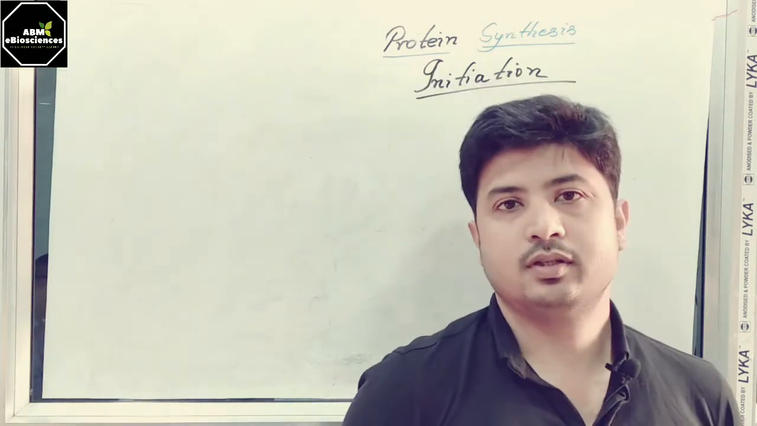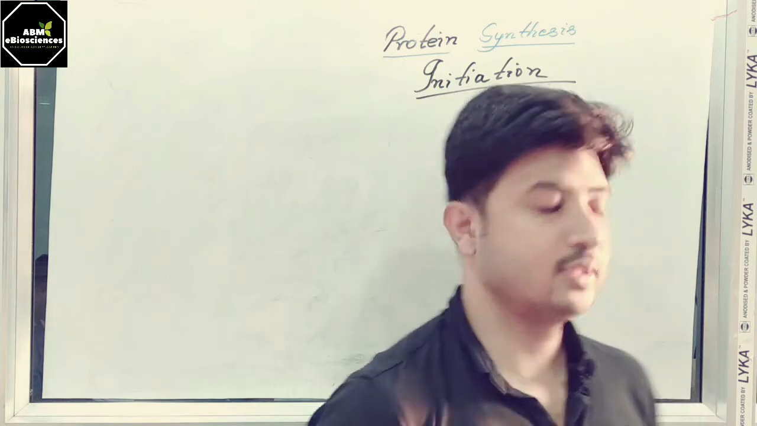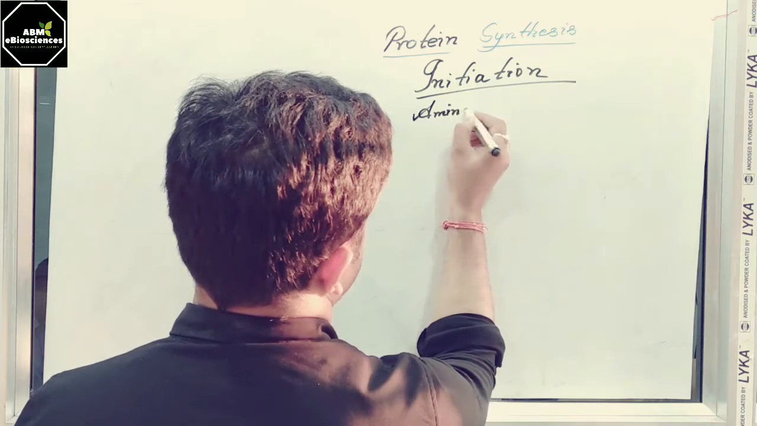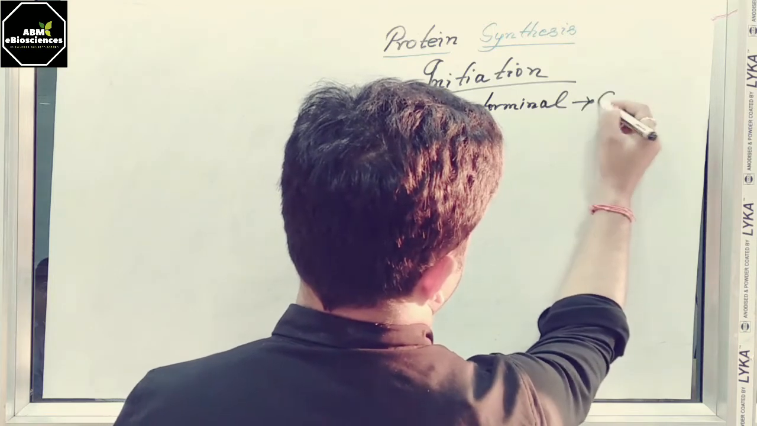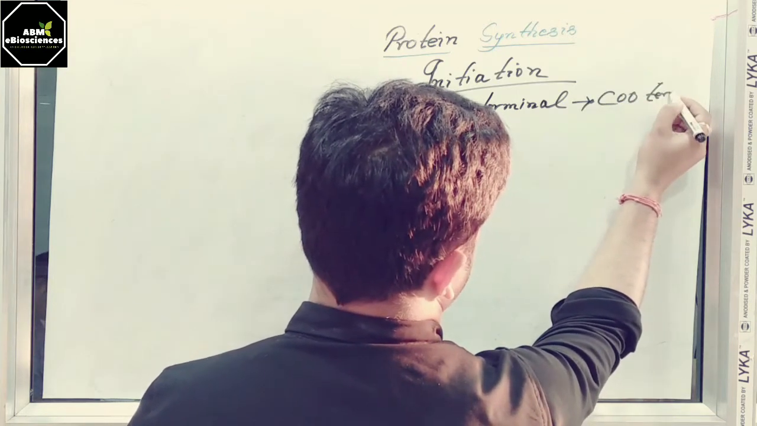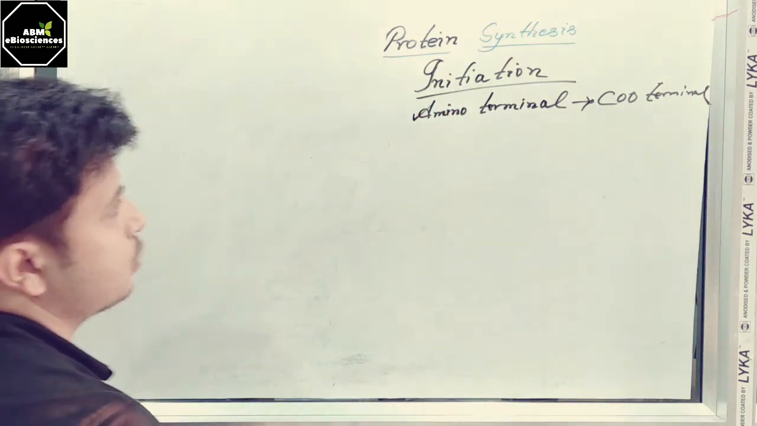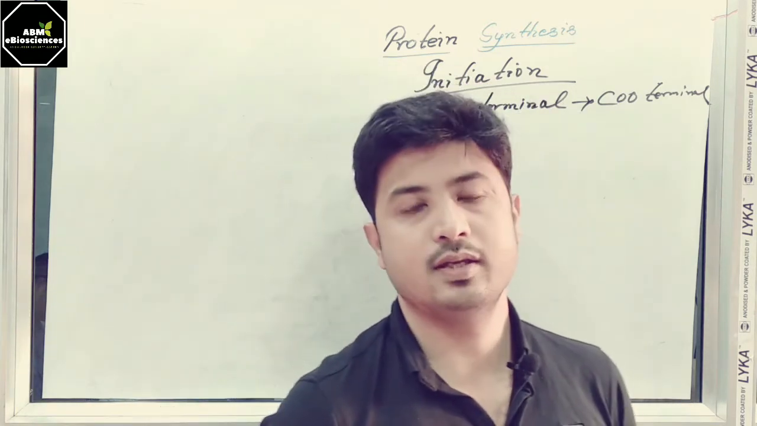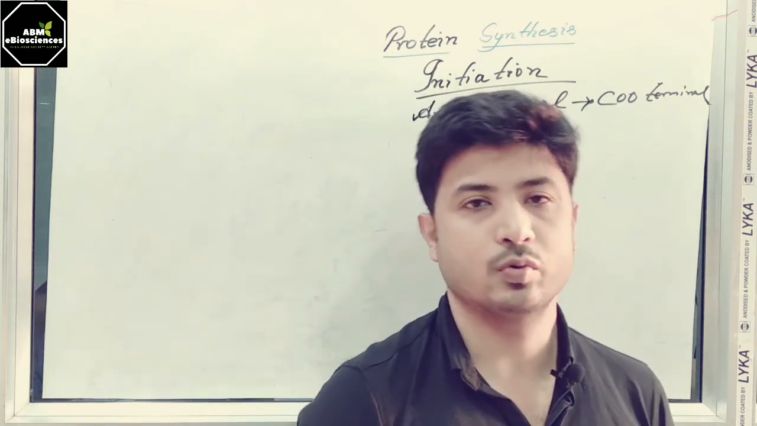Now, as we know, DNA is synthesized from 5' to 3', and RNA is synthesized from 5' to 3' direction. But in the case of protein synthesis, it is amino terminal to carboxyl terminal. So the protein is synthesized from amino terminal to carboxyl terminal. Now, the initiation codon is very essential. That is the starting point present in the mRNA where the first tRNA will bind. That is called the initiator codon.